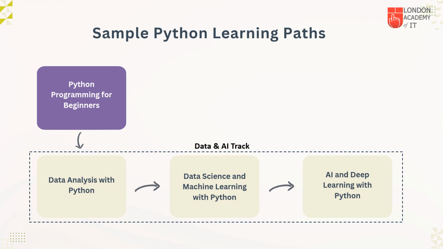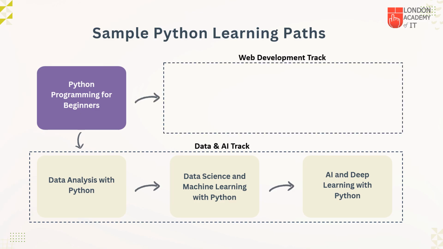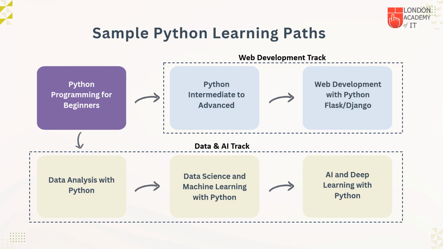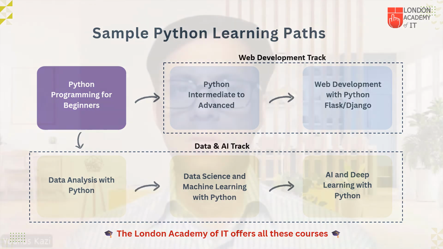On the other hand, if you are more focused on building web applications, the web development track is ideal. Begin with intermediate to advanced Python, then progress to using frameworks like Flask and Django to build powerful web apps. These structured learning paths are designed to help you gain practical, job-ready skills at every step. All of these courses are available at the London Academy of IT.